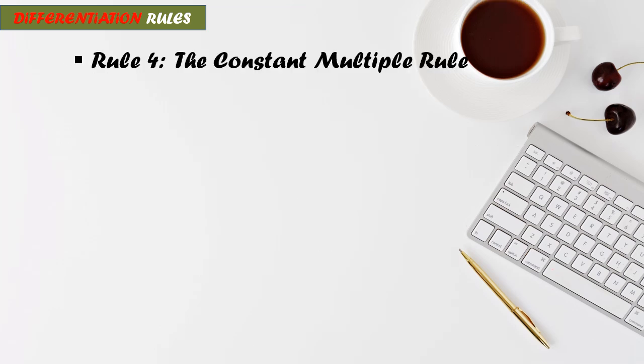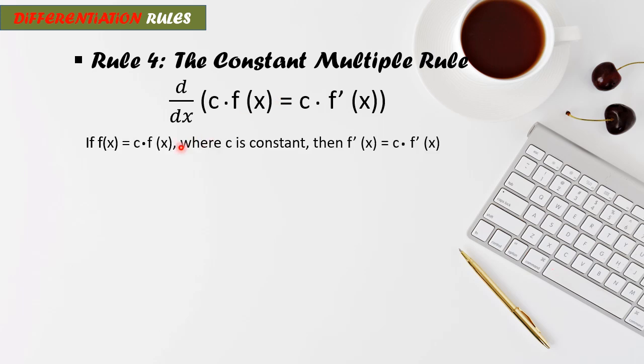Let's proceed to rule number 4, which is the constant multiple rule. Okay, the formula might be confusing, but it's simple if you truly understand what I'm talking about in here. Okay, let's read the definition. If f of x is equal to c times f of x, where c is a constant, then f prime of x is equal to c times f prime of x. Okay, the definition is also confusing, so let's proceed to the example to better understand.